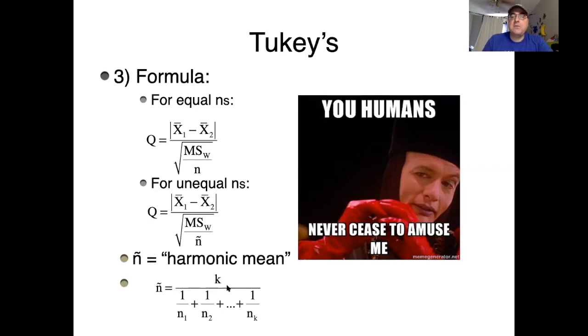You take 4 and put it, instead of in the denominator, in the numerator. So 4 is the top here, and then you add up 1 divided by the first n plus 1 divided by the second n plus 1 divided by, until you have added up 1 over all of the n's for all of the groups. That will give you what is known as a harmonic mean.